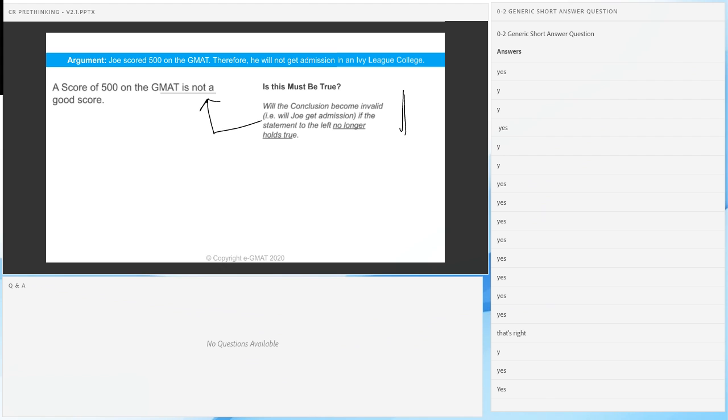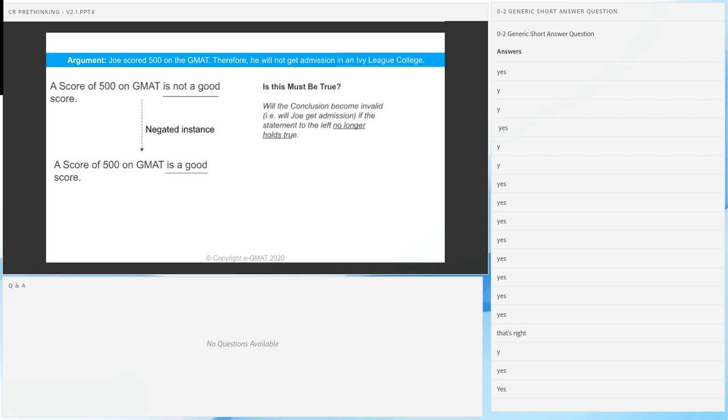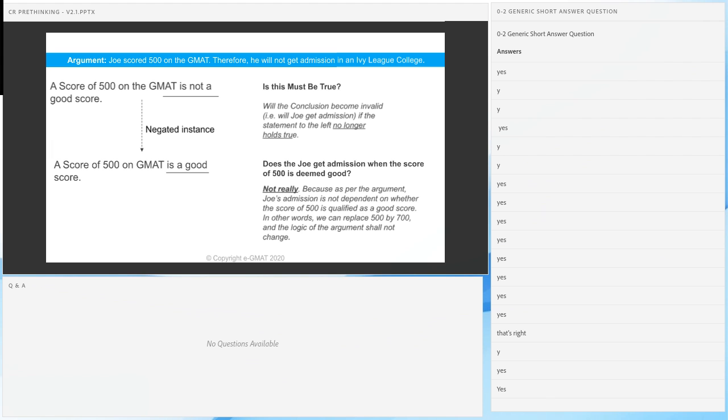So what do we say? If this statement is no longer true, then its negated version becomes true. So a score of 500 on the GMAT becomes a good score now. So if that happens, does it mean that Joe would get admission? The answer is no. Why? Because if you look at the argument, it is not predicated on whether you call a score of 500 a good score or a bad score. In other words, you could replace 500 by 700. The logic of the argument still remains the same.